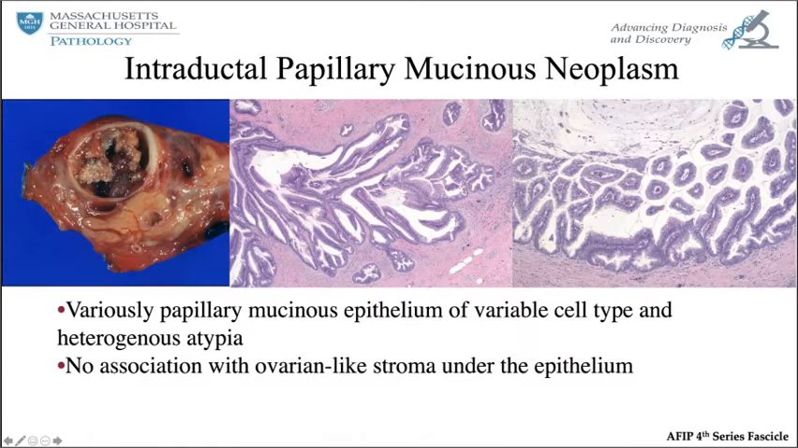And these are ductal lesions, premalignant ductal lesions that have various papillary mucinous epithelium. The branch duct lesions are not as villous and papillary as, say, the main duct IPMNs, and they have heterogeneous cell types and degrees of atypia. And they are not associated with that ovarian type stroma under the epithelium like mucinous cystic neoplasms.